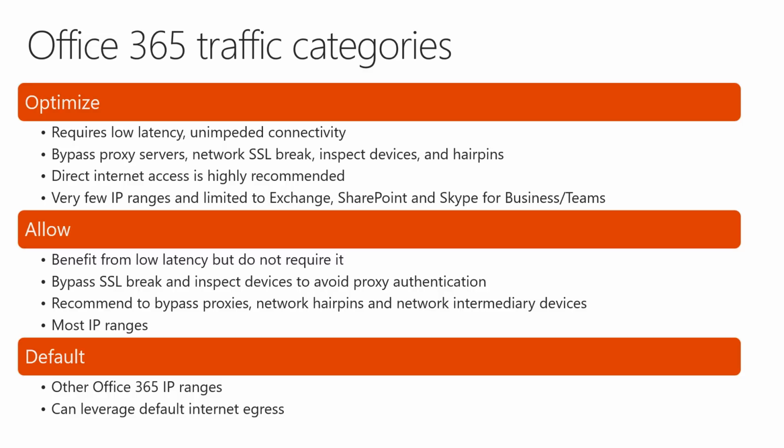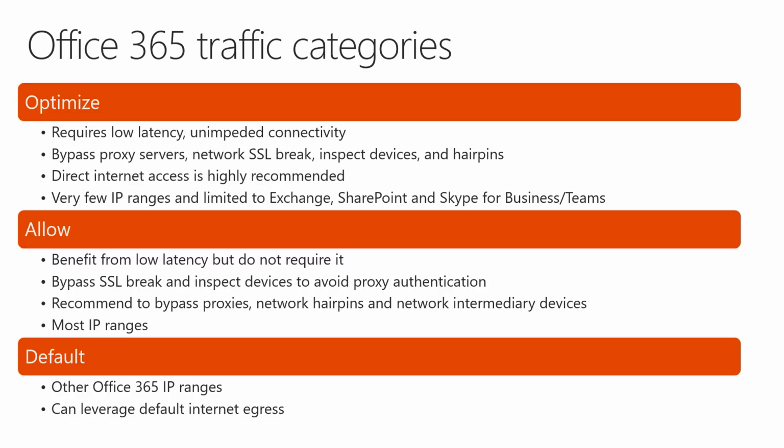The next category is the Allow category, which still benefits from low latency, but doesn't require it. You should still bypass any SSL break and inspection device to avoid any proxy authentication that might prevent connectivity. Additionally, we recommend bypassing proxies, network hairpins, and network intermediary devices. In Office 365 connectivity, most of the IP ranges are actually part of the Allow category.